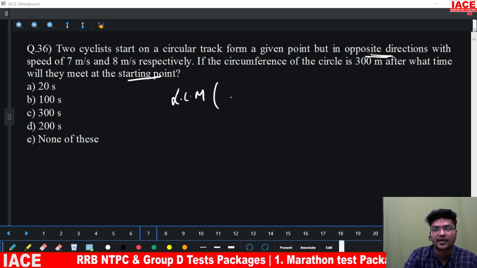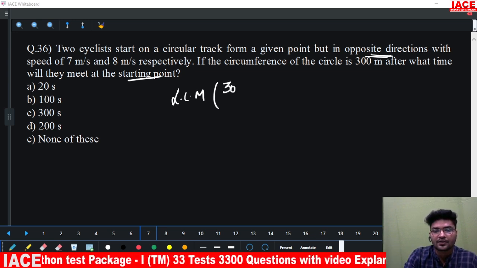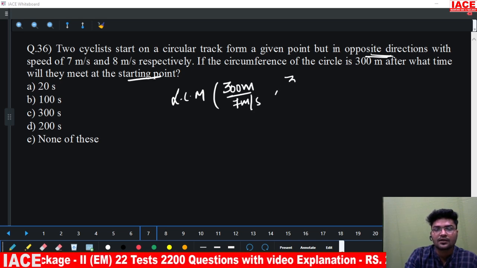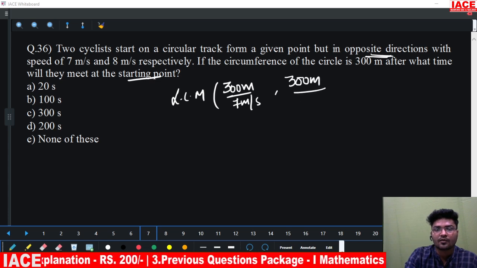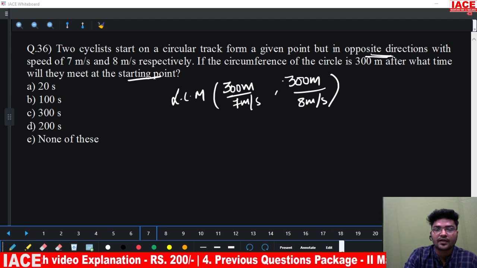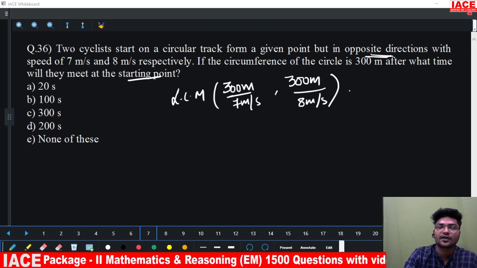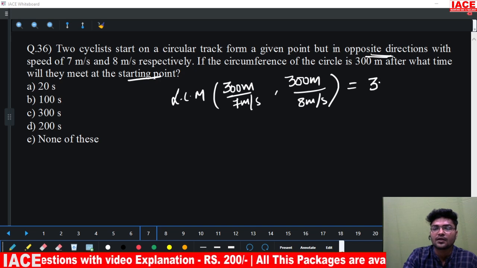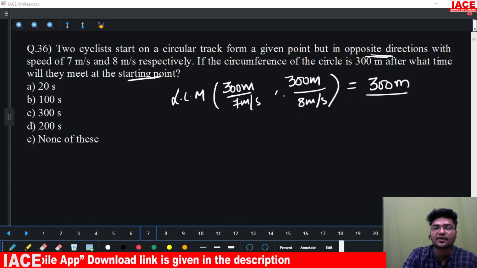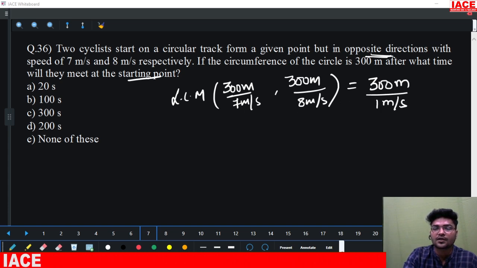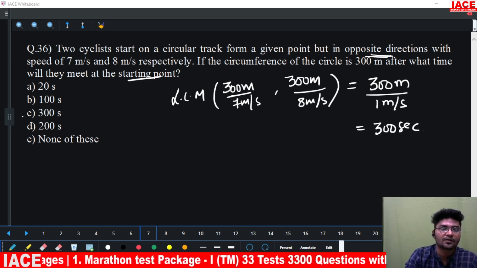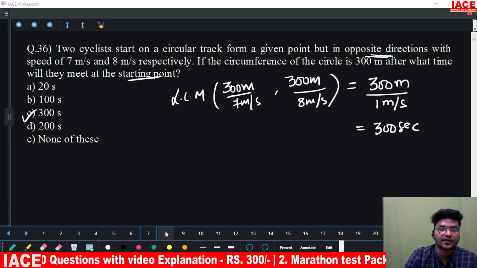When they'll meet at the starting point means LCM of your times. Times means 300 meters is the distance divided by 7 meters per second, comma 300 meters is the distance, comma 8 meters per second. LCM of fractions means LCM of numerator divided by HCF of denominator. LCM of numerator is 300 meters divided by HCF of denominator 7 and 8. HCF is 1 meter per second. So this comes out to be 300 seconds. 300 seconds means our correct answer will be option C.